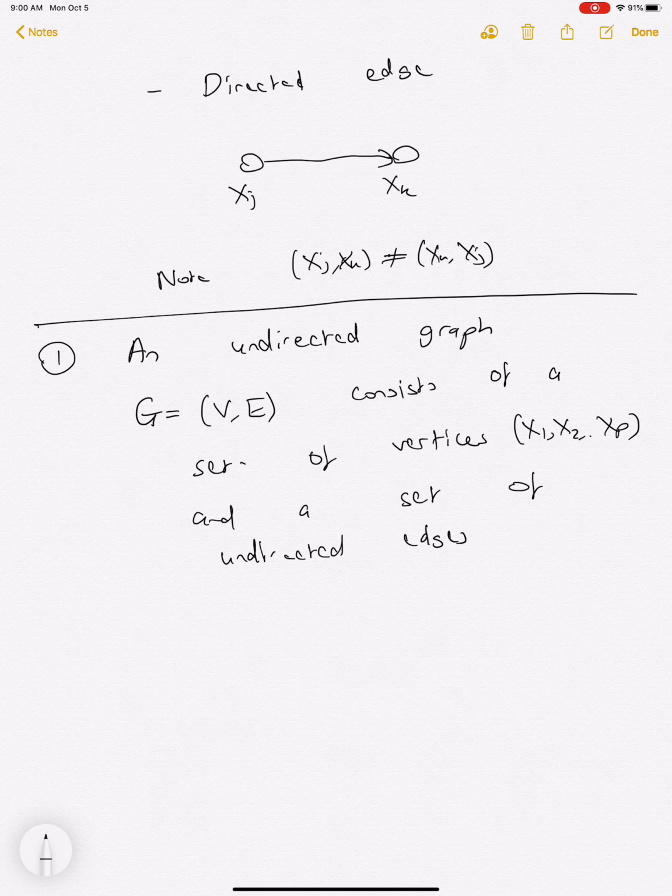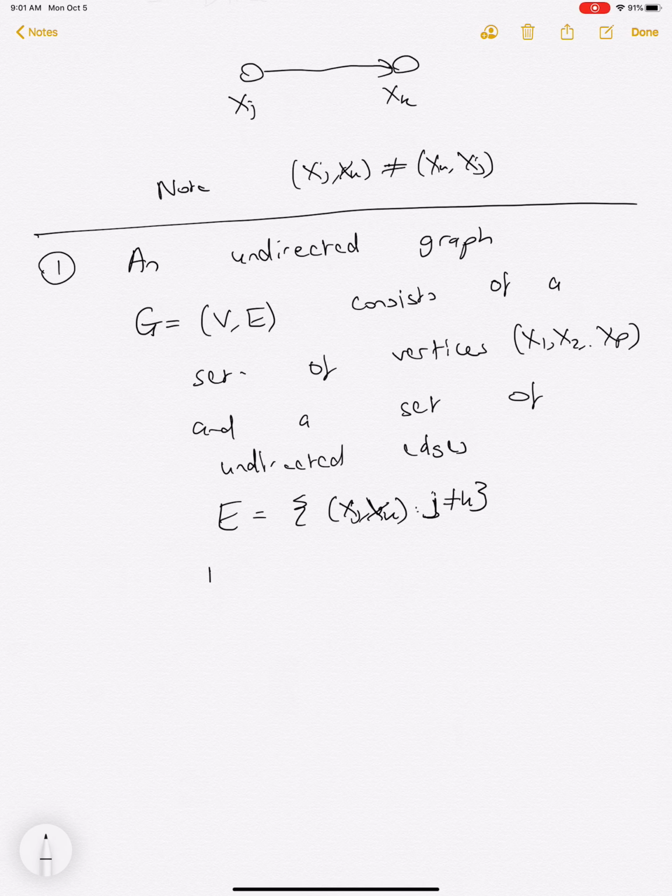So an undirected graph G, which is V, E, consists of a set of vertices x1 through to xp and a set of undirected edges E, which are equal to xj, xk, j not equal to k. And one thing to note here is that the size of E has to be less than or equal to p choose 2. There's only p choose 2 pairs here.